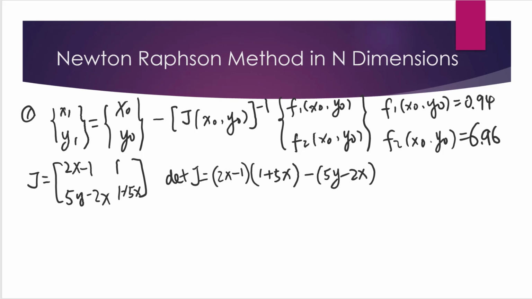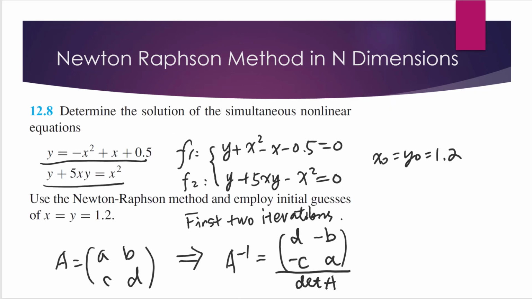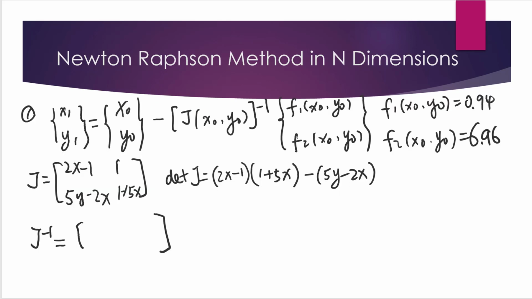So the Jacobian matrix, the inverse, will be equal to, so let's see the formula. It's D, minus B, minus C, and A. So D, which is 1 plus 5x, minus B, minus C, and A. All right, over the determinant.